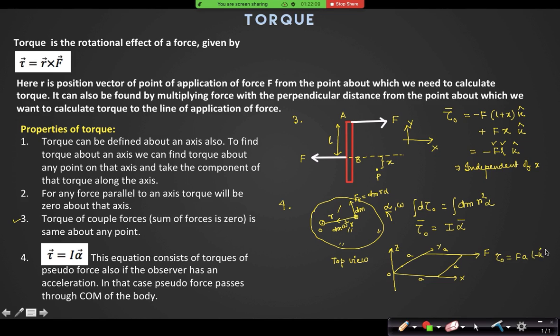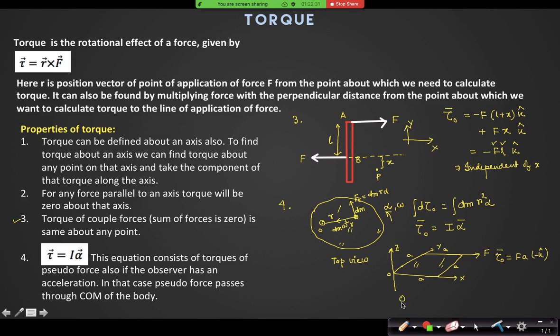Is this a square? Yes, it is a square plate, and you have applied force along that line only. Everyone, can you understand? The perpendicular distance is A only. But if the observer is at rest, this is the case.